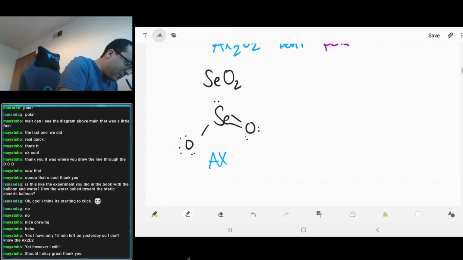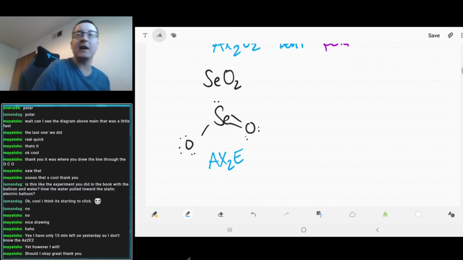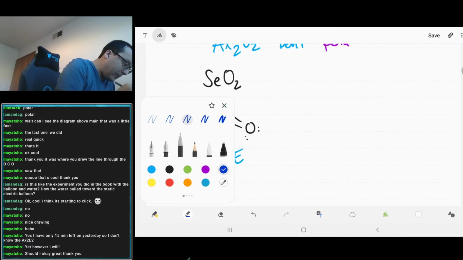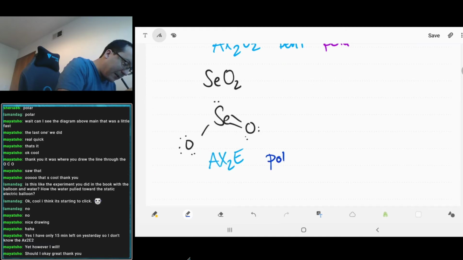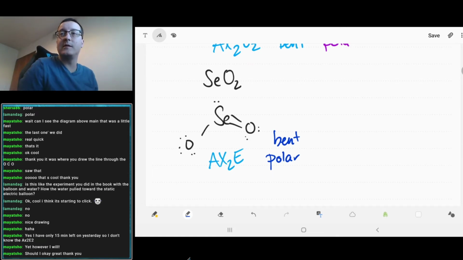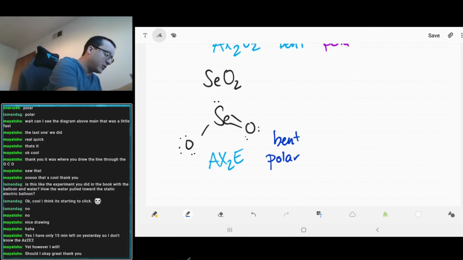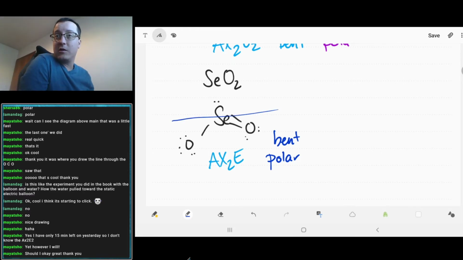And if we want to remember, it's the AX2E. That's polar. It's also bent, right? Just like the sulfur dichloride was. And again, if we were to draw a line, look, here we go. Lone pair on the top, 2 oxygens on the bottom. Different.